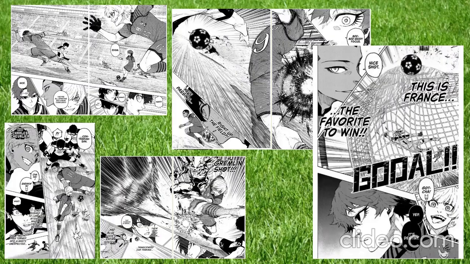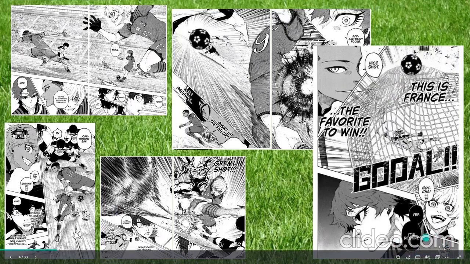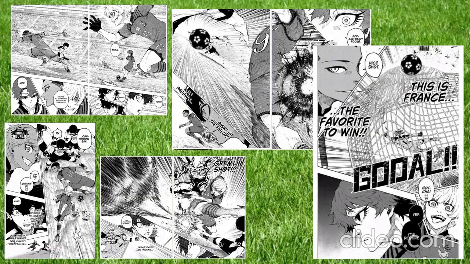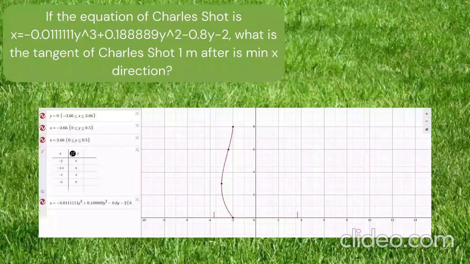Goal! France starts the game with a goal right off the opening kick. That's insane. You see Hugo talking about Destiny, Charles and Loki celebrating, but we have a very important question to answer. How did Charles get this goal? Well, he obviously used calculus to get this goal.